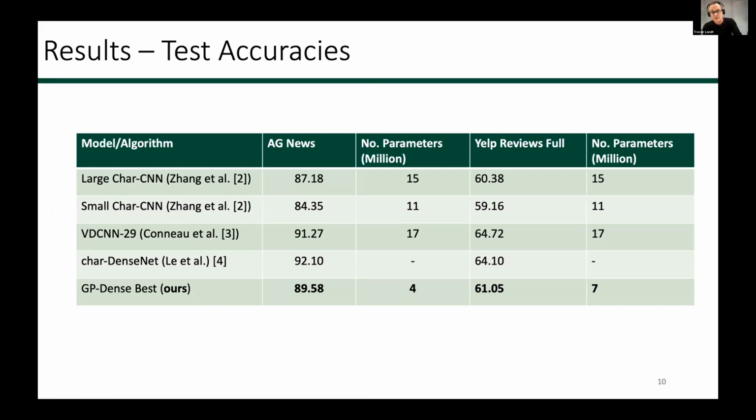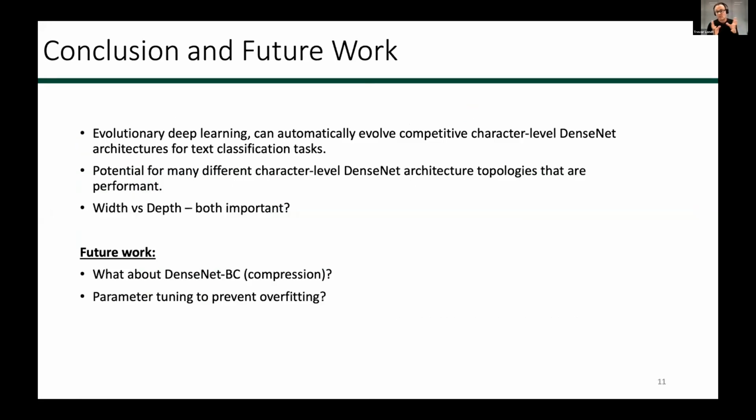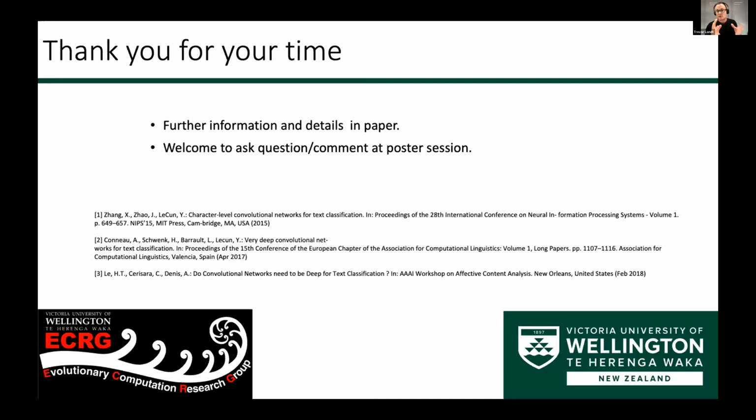And in conclusion, we've shown, we believe GP's got good potential, especially with the cellular or indirect encoding. And we believe we should look at width as further research. We're going to implement compression and, of course, parameter tuning for the learning rate schedule to prevent overfitting. But as this is only a 10-minute talk, please look at the paper for details, and welcome for questions and comments at the poster session.